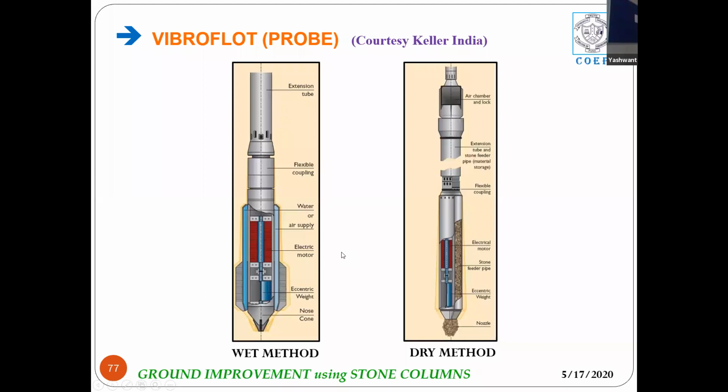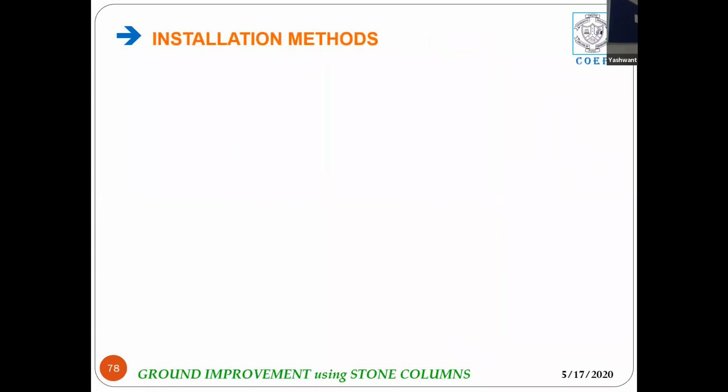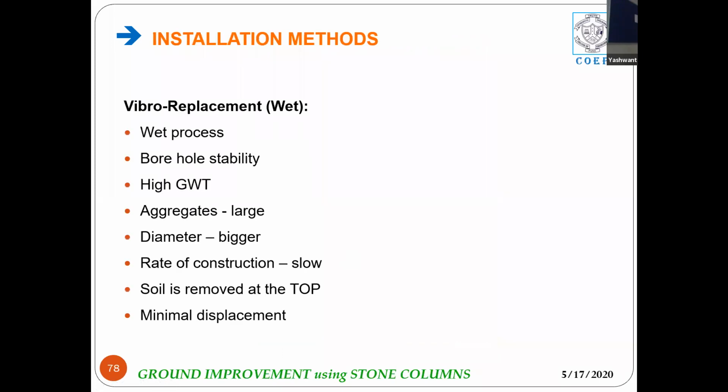So depending upon the soil conditions, the wet method or the dry method is adopted. Where the soil is partially saturated, the dry method is adopted, whereas where the soil is highly saturated, the wet method will be adopted. But most of the contractors prefer the wet method. So this is the comparison, the classification, for both the methods.